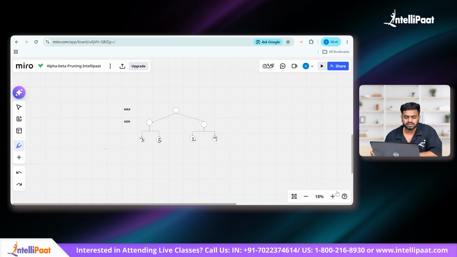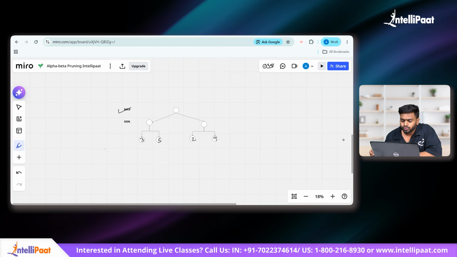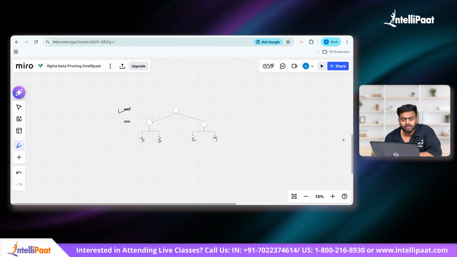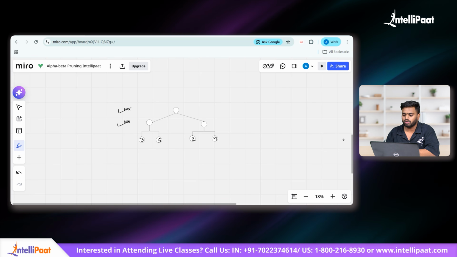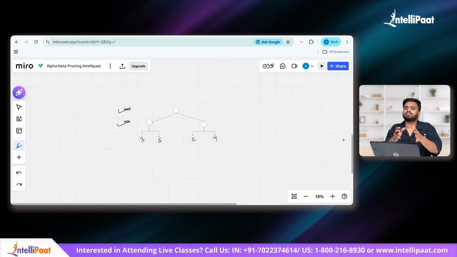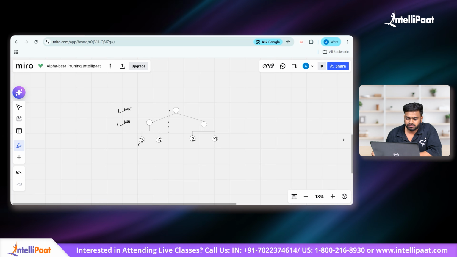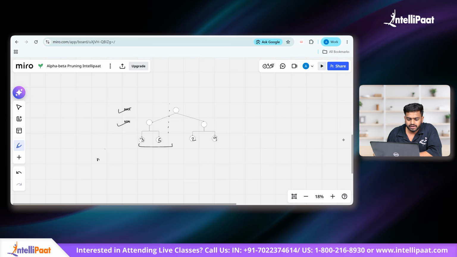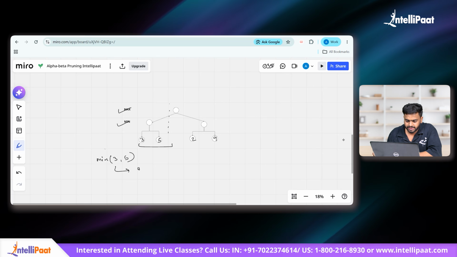And for that, we have taken this small example where we have 4 leaf nodes: 3, 5, 2 and 9. The root node belongs to max, meaning that the AI wants the highest possible score. The second level belongs to min because the opponent wants the lowest possible score. So let's start solving this from the bottom. We'll start from the left bottom. So we have 3 and 5. So we'll calculate the minimum of 3 and 5. So that is 3 over here.